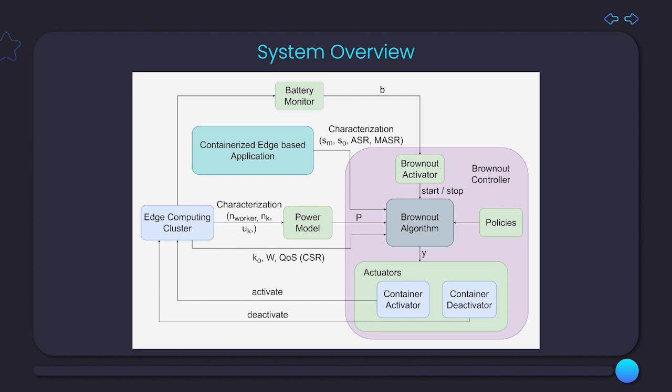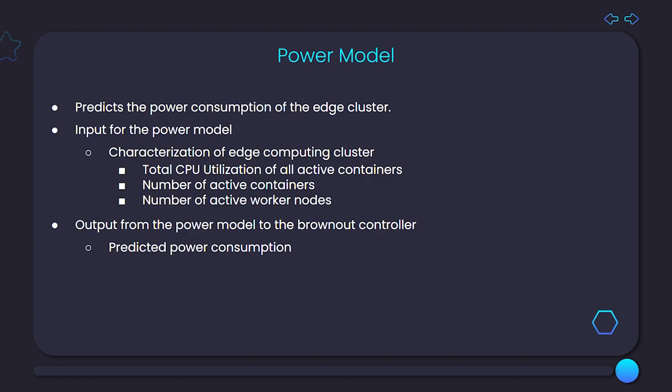The brownout controller comprises the brownout algorithm, policies, actuators, and the activator. The brownout activator gets the battery percentage from the battery monitor, and if the battery percentage is lower than a certain threshold, it will start the brownout algorithm. So, when the algorithm runs, it will utilize a policy to select how to deactivate optional containers or nodes to reduce power consumption while maintaining the required QoS. You will gain more insights about this in the latter part of the video.